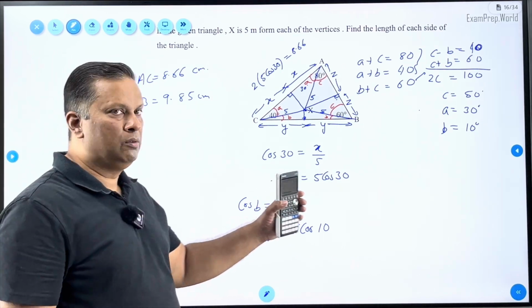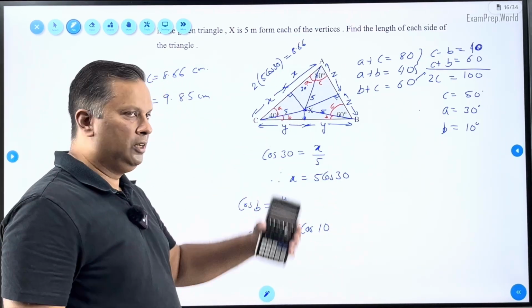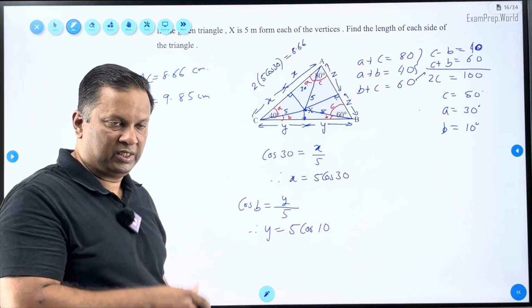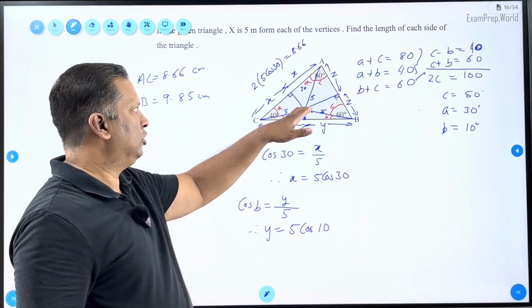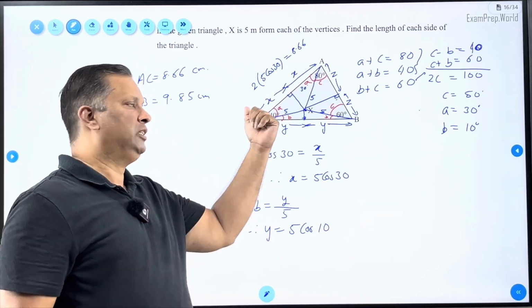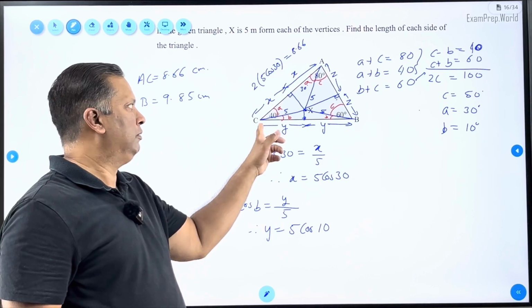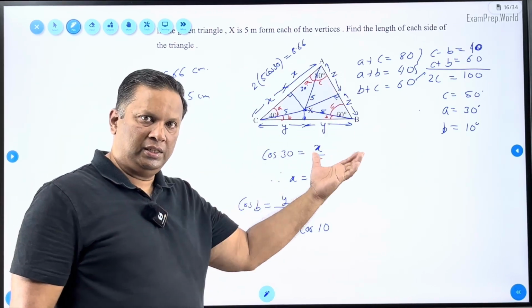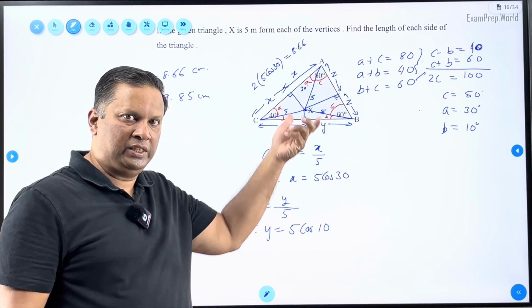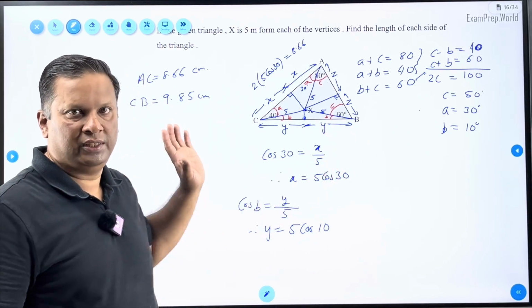So we are using simple trigonometry. We converted this triangle into small right angle triangles, right? And every time we knew the hypotenuse was 5, 5, 5. And we know that it is an isosceles triangle, so these two sides will be equal, these two sides will be equal. And then for each small side we found x, y, z. We multiplied by 2, we got each side.